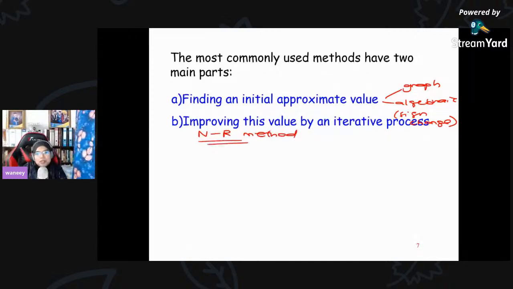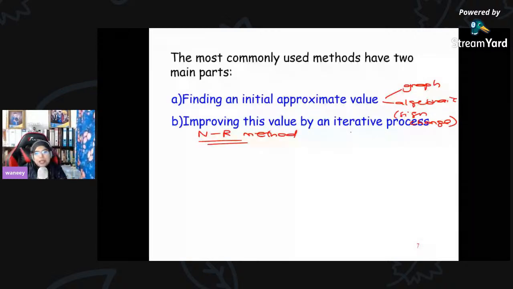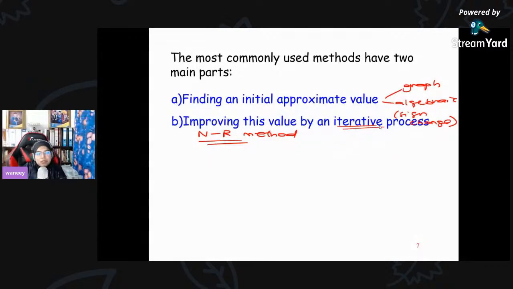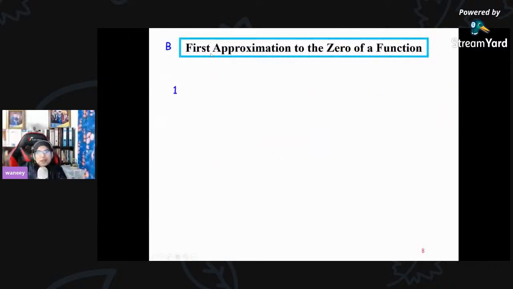The Newton-Raphson method is known as one of the iterative processes. We have quite a lot of iterative processes, but this is actually one of the simplest ones for you guys. The Newton-Raphson method actually comes from two persons. Newton is that Uncle Newton, Raphson is that Uncle Raphson.